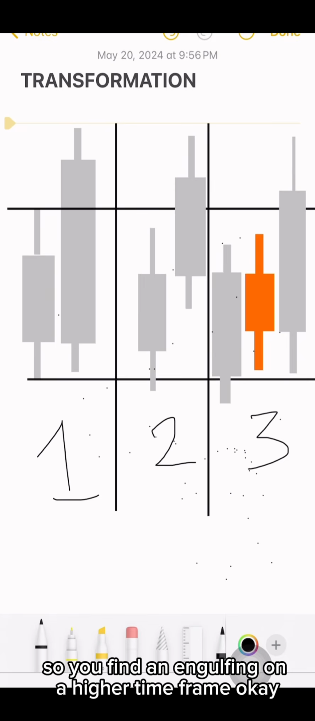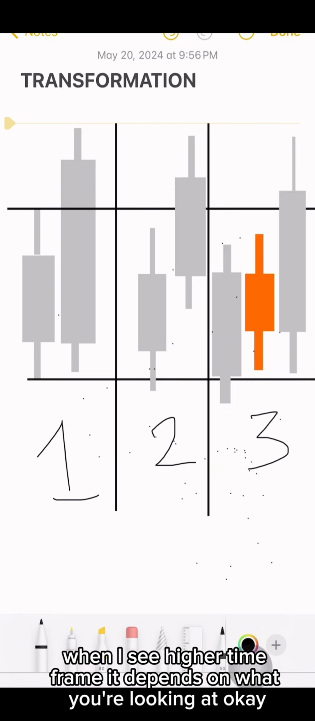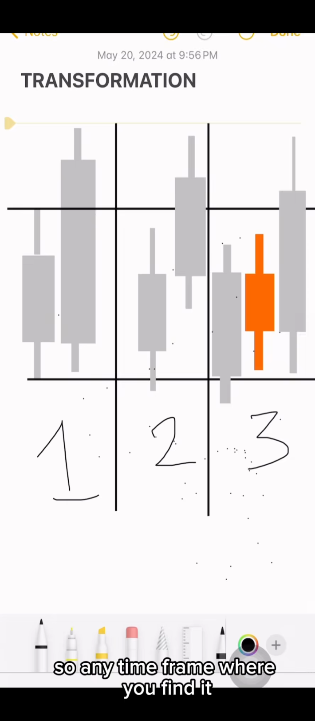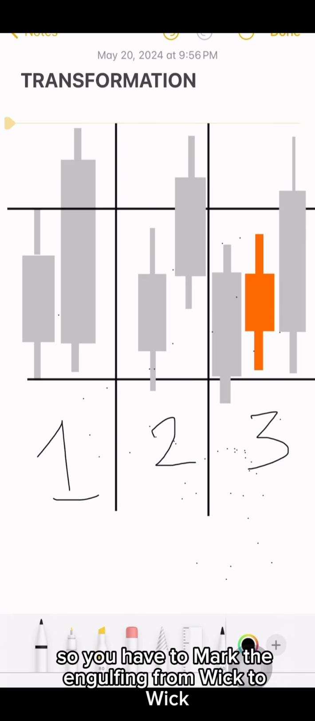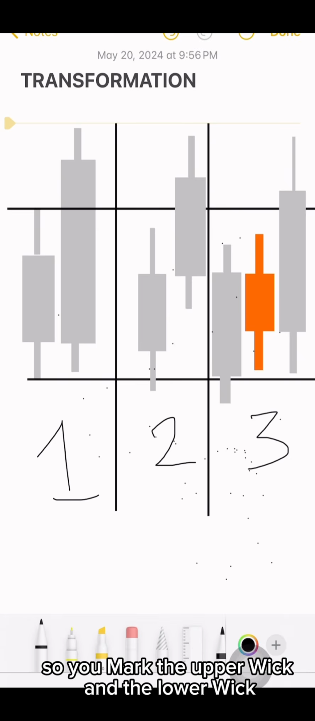So you find an engulfing on a higher time frame. When I say higher time frame, it depends on what you're looking at. Any time frame where you find the engulfing is regarded as the highest time frame. So you have to mark the engulfing from wick to wick. You mark the upper wick and the lower wick.